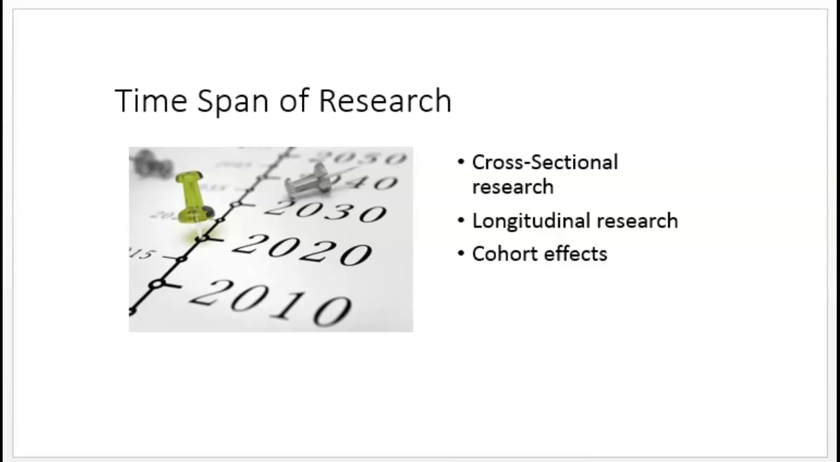With developmental research, you want to look at time span, because obviously if you're talking about development, people develop over time. Of course, that also takes a lot of time. So there are a couple of different ways. There's cross-sectional research and also longitudinal research. And we also sometimes look at cohort effects.